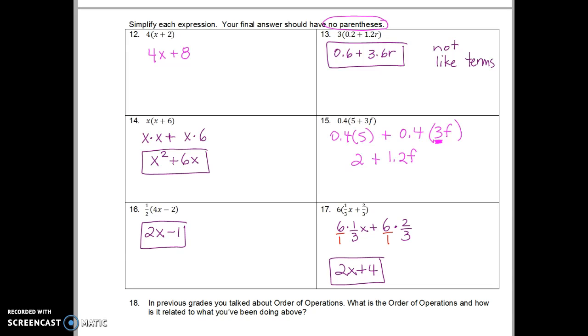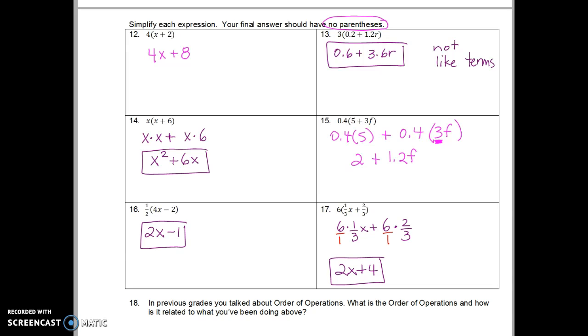I think we did that one. I did that one with you. Number 16, 2x minus 1. And then number 17, I've shown you the intermediate steps, which if you need to pause the video, please do. But the final answer is 2x plus 4. How'd you do? So these are the one-step ones that don't have any subtraction in them. The more challenging ones are coming up.